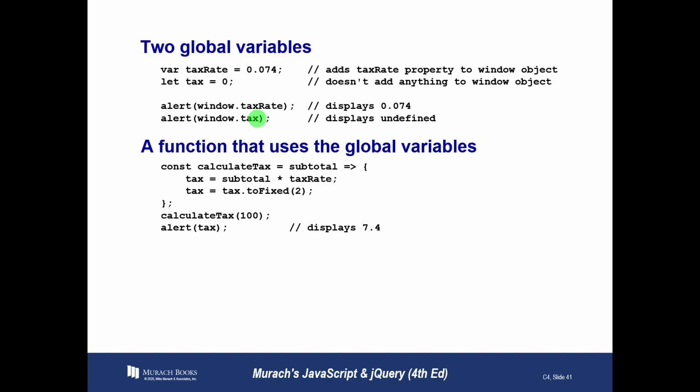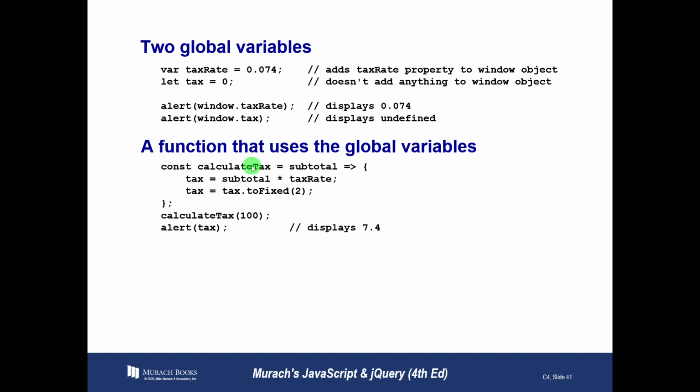A lot of recent developments in JavaScript for the past 5 or 6 years at least, maybe longer, are to overcome some initial weaknesses that were designed into the language. And this is one of them. Use let over var anytime you can. So let's look at a function that actually makes use of these two global variables, taxRate and tax.